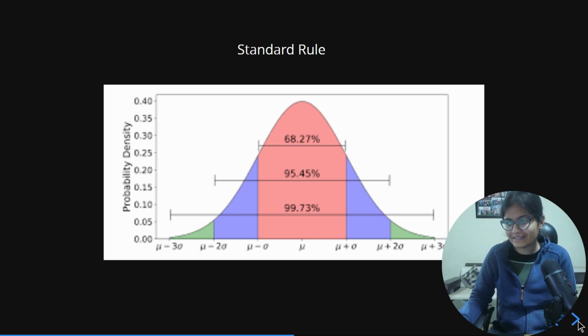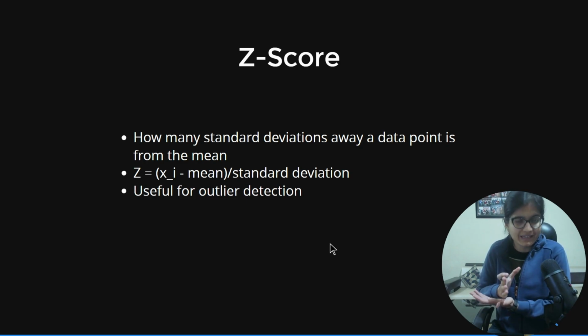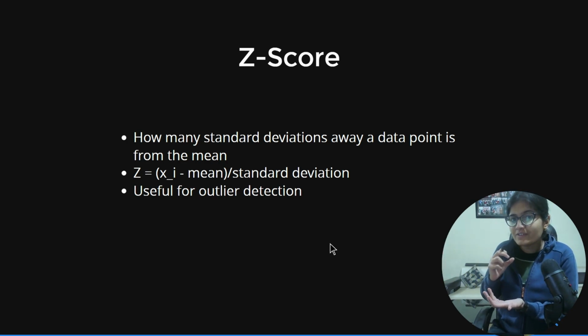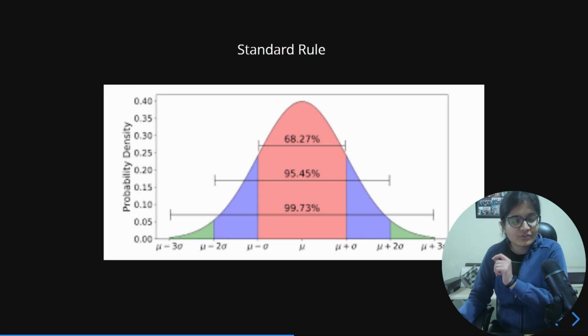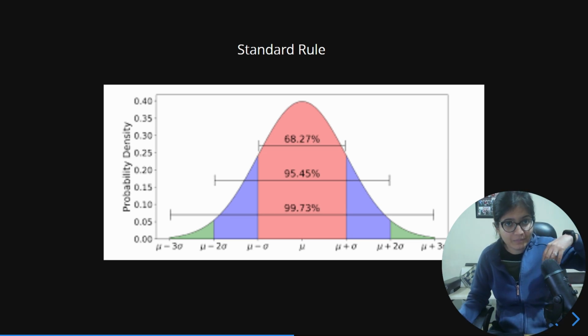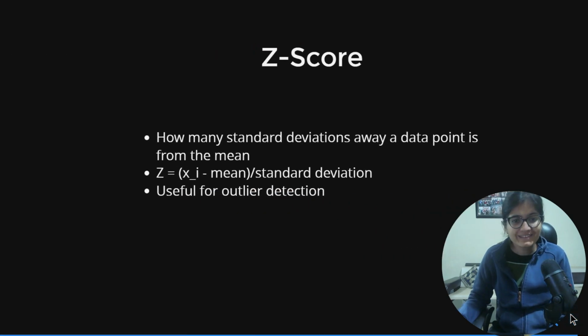What is the meaning of that? Let's try to understand. Z indicates how many standard deviations you are far from the mean. How many standard deviations away a data point is, that is the value of Z. So when I say the value is 1 or 2 or 3, I can define that from this mu, which is the mean, this much is the distance, this much is the gap. Make sense?